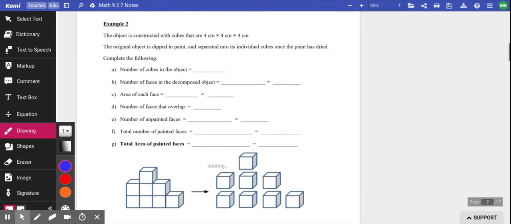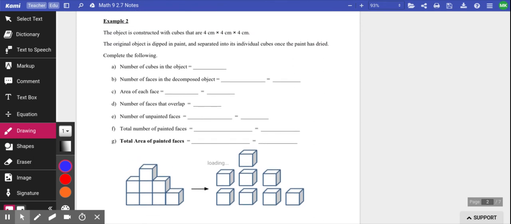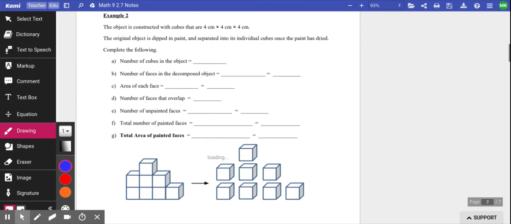Awesome. We'll try another one. This one, I'll try it that way. So the way that Joey was kind of describing it. So it says the number of cubes in the object. Looking at this object, there's 1, 2, 3, 4, 5, 6, 7, 8 total things.